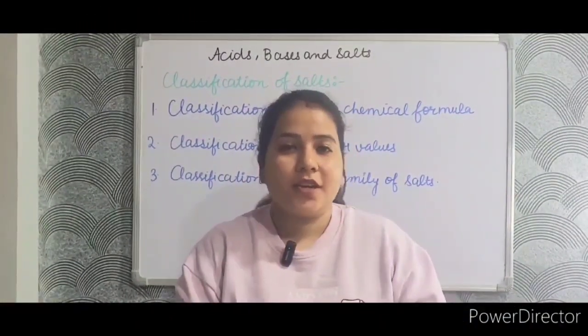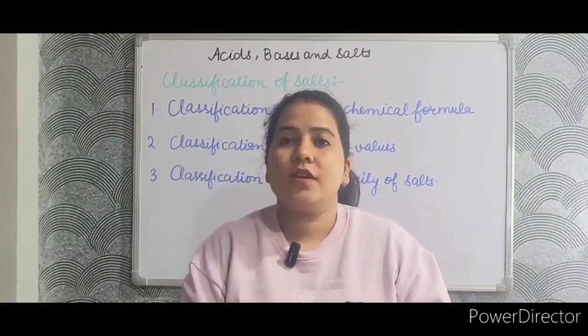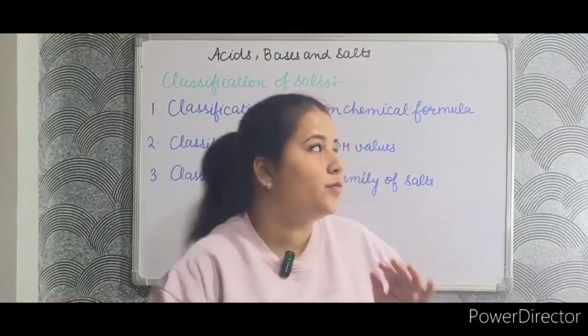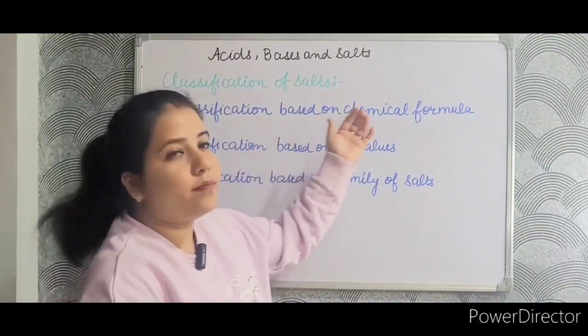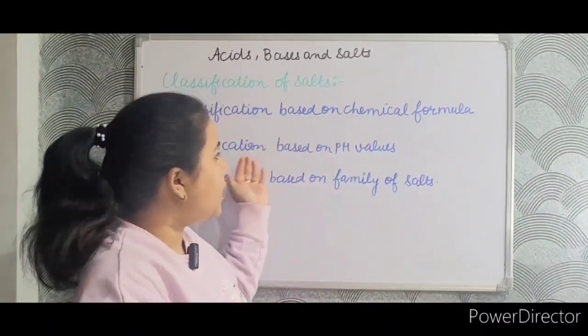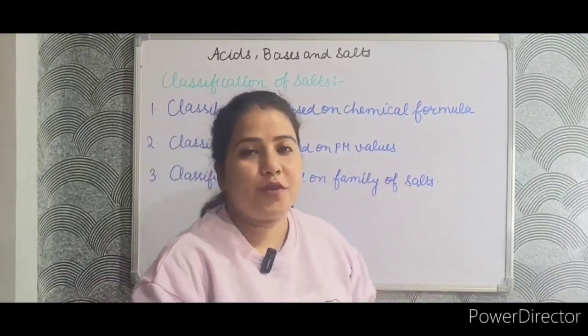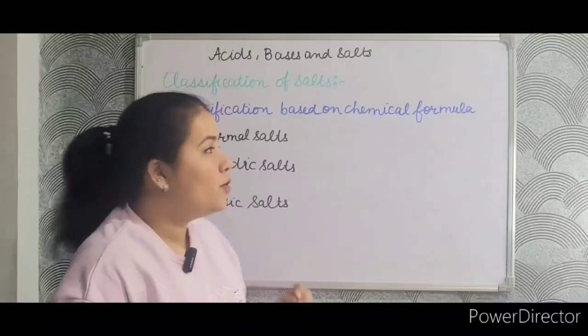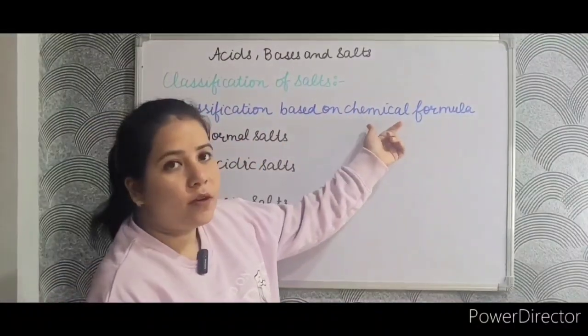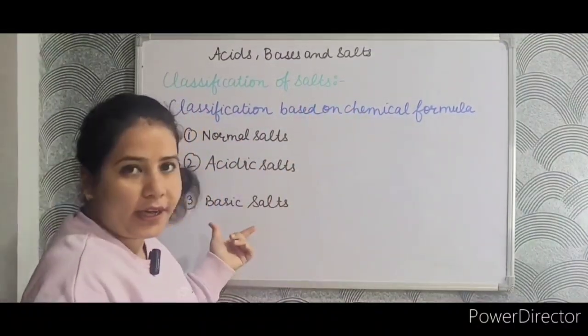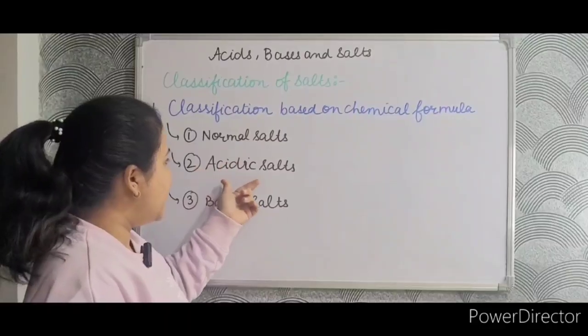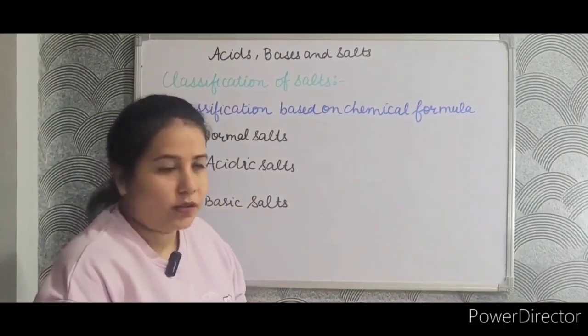Our next topic is classification of salts. Salts are classified in number of ways. Some of them are: first one is based on chemical formula, second is based on pH values, and third one is based on family of salts. Now, classification based on chemical formula, salts are divided into three types: normal salts, acidic salts, and basic salts.